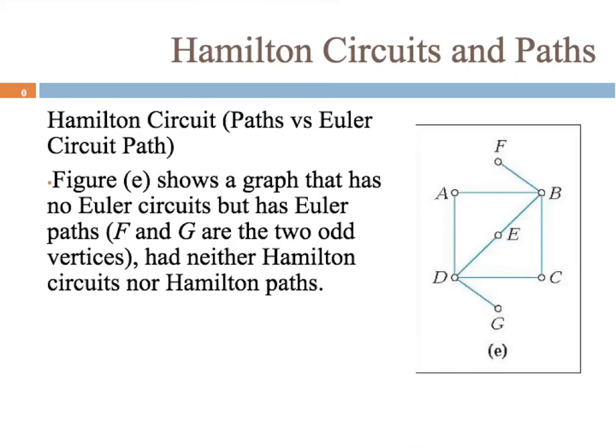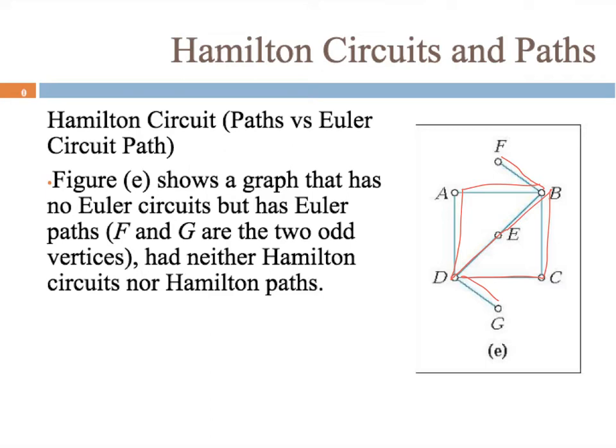Alright, graph V. We have a graph that has no Euler circuits but does have an Euler path. So remember, in Euler circuit, you got to pass through every edge and come back to where you started. Not possible because of the odd vertices F and G, but we can create a path there. So if we were to start at F, go to B, A, D, E, B, C, D, G, and that's not the only way you can do it, but that's one of the solutions for the Euler paths.